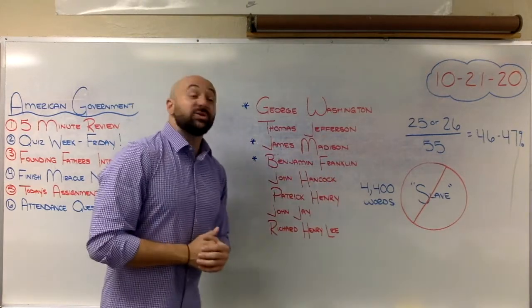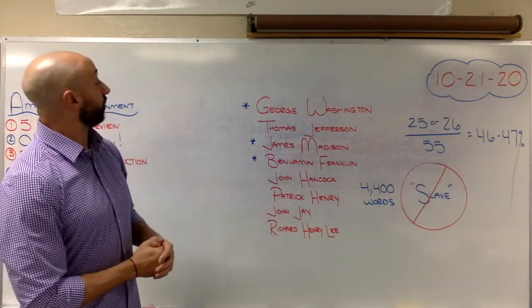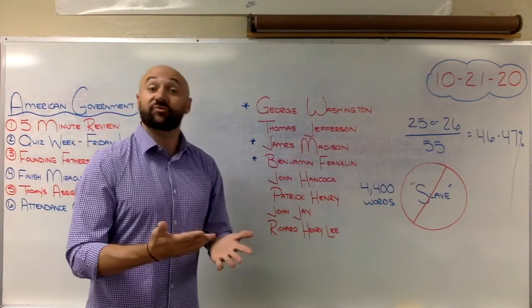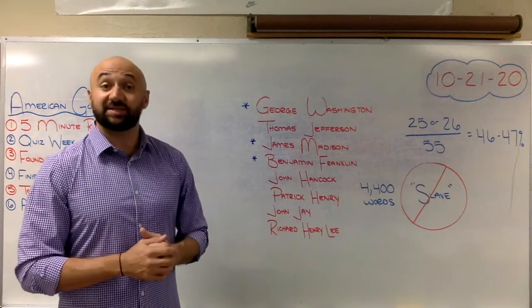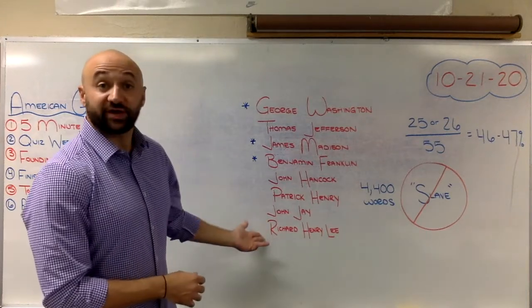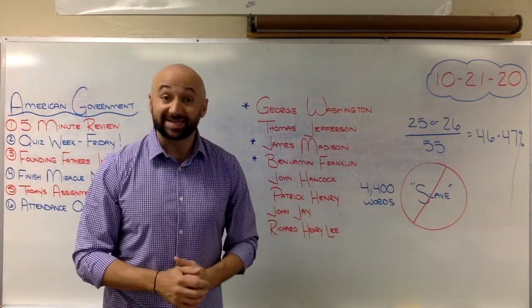On the board behind me, you'll see a list of names. And you may very well know a lot of these names. George Washington, Thomas Jefferson, James Madison, Benjamin Franklin, John Hancock. These are all names of men that we've studied this year. Patrick Henry, John Jay, Richard Henry Lee. These are men that we'll study this unit in the following weeks.